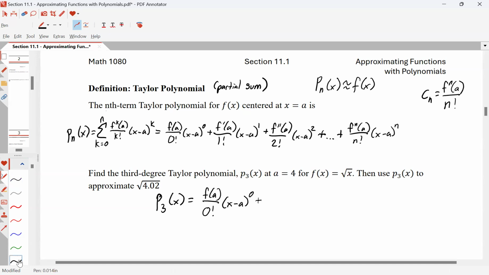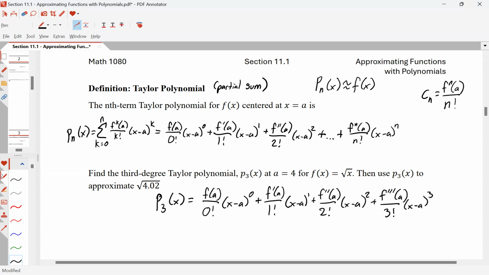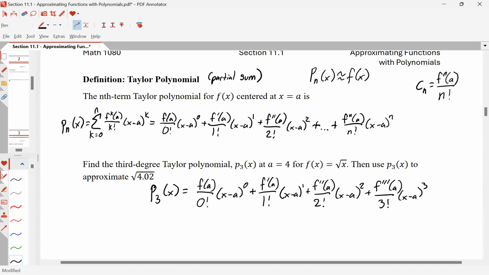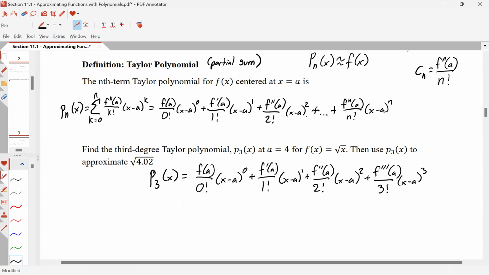Plus f prime of a over 1 factorial. 1 factorial is 1. x minus a to the first, plus the second derivative at a over 2 factorial, x minus a squared, plus the third derivative at a over 3 factorial, x minus a cubed. And then we would stop. We don't need to find any more terms. a is 4. So when we find this, we're going to plug in 4 to everything. But we need to find these derivatives.